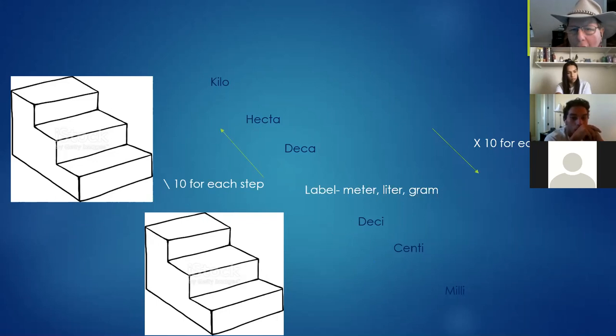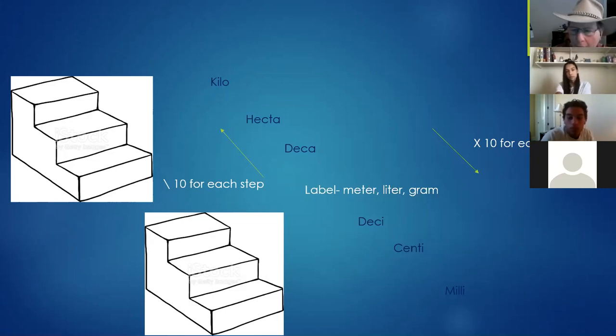640. No, we're going up the staircase. We're dividing. Or sorry, my bad. This goes up? It's going to be 6.4. And 0.64. 0.064 and 0.0064. Okay. Hectares. Are you guys kind of understanding this?